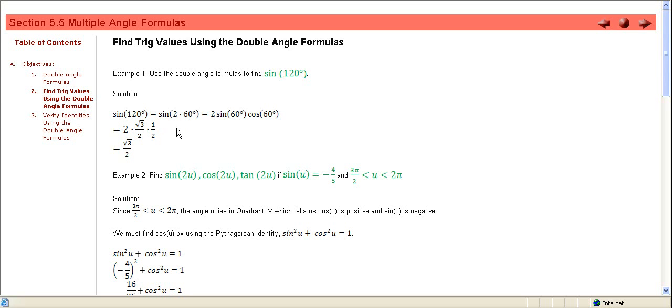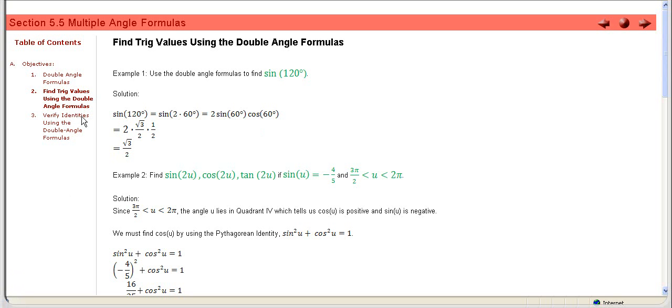So sine of 120 degrees, we can rewrite that as sine of 2 times 60 degrees, and then apply that double angle formula, which was 2 times sine u cosine u. So we get 2 times sine of 60 degrees times cosine of 60 degrees. Well, the sine of 60 degrees is the square root of 3 over 2, and the cosine of 60 is 1/2. So whenever we look at that, we get a common factor of a 2 that can divide out, and so therefore we get a result of the square root of 3 over 2, which is exactly what you would see if you had that on the unit circle.